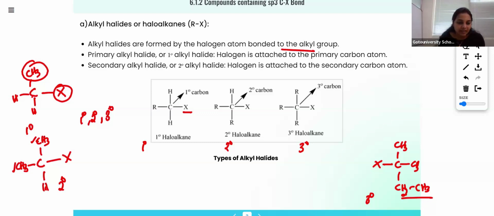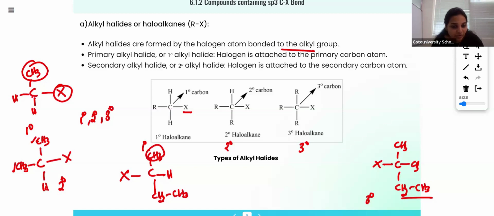Suppose here the halogen-connected carbon is connected to one CH3, one hydrogen, and here I am writing CH2CH3. So here you can say this is not tertiary, because the halogen-connected carbon is directly connected to this carbon and this carbon. This carbon is not connected to the halogen-containing carbon. This is a part of the alkyl group. So don't call it tertiary. This is still secondary.